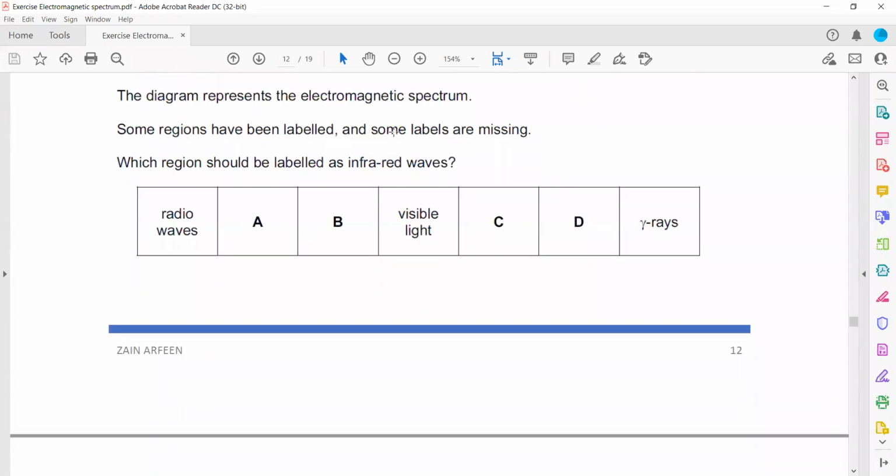Then the diagram represents the electromagnetic spectrum. Some regions have been labeled A, B, C. Some labels are missing. Which region should be labeled as infrared? So after radio, we have micro, then infrared, then after visible, we have UV, and then X. So infrared is actually B.